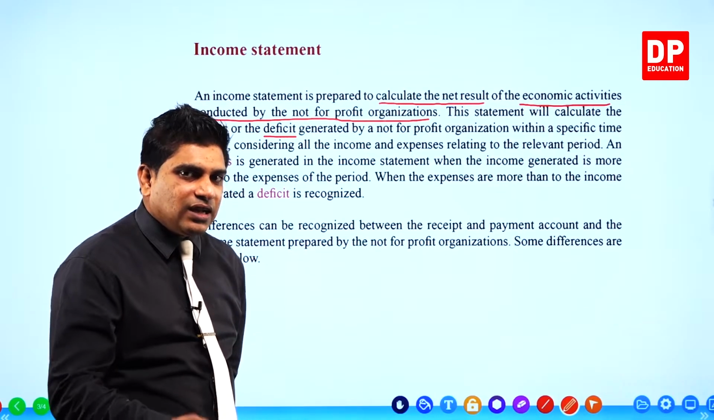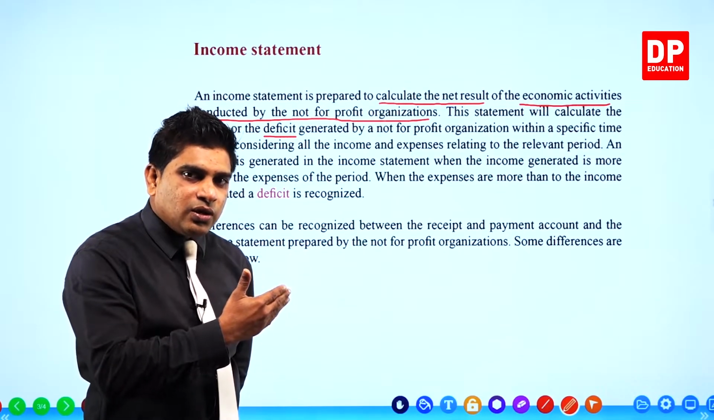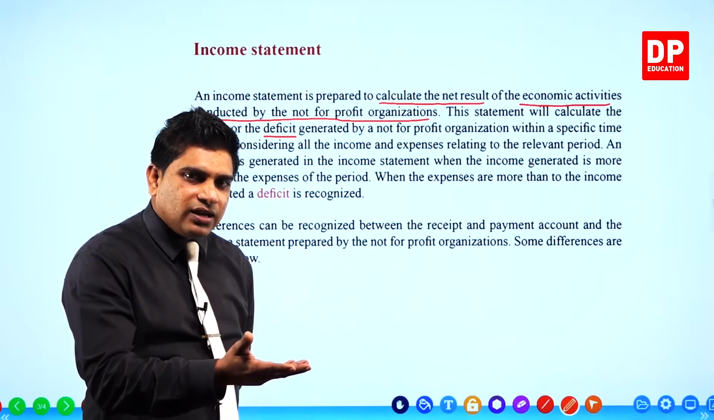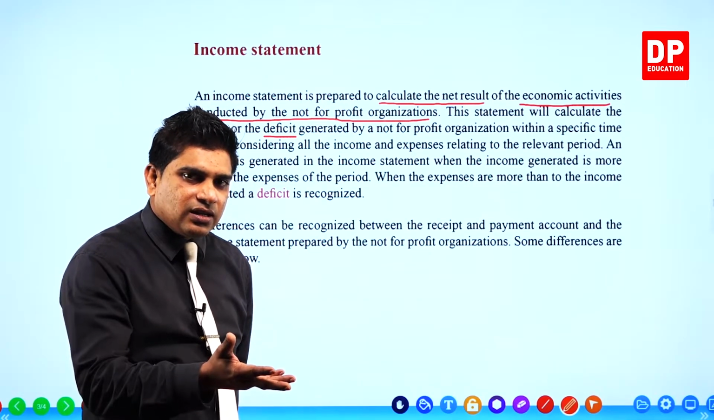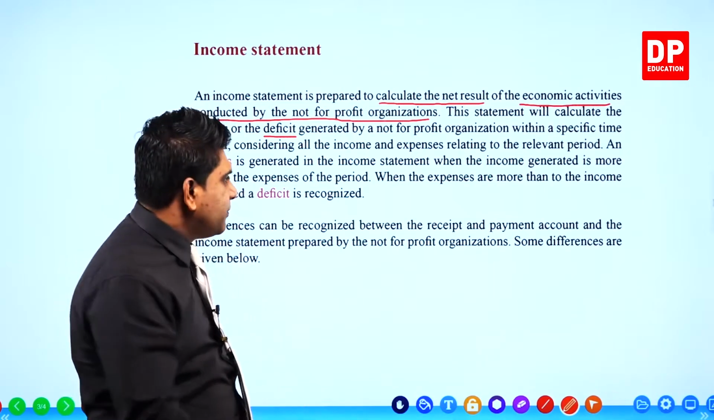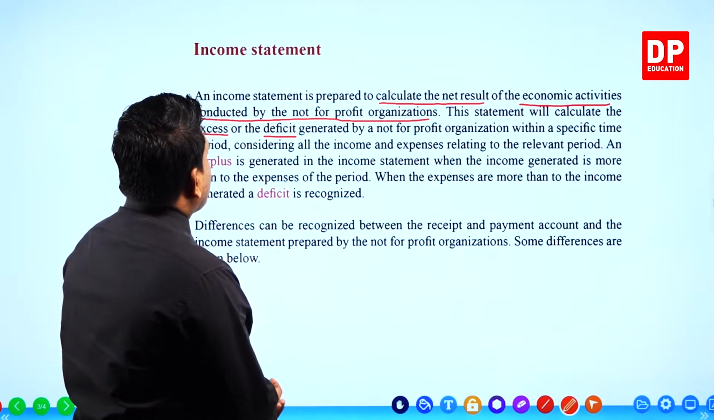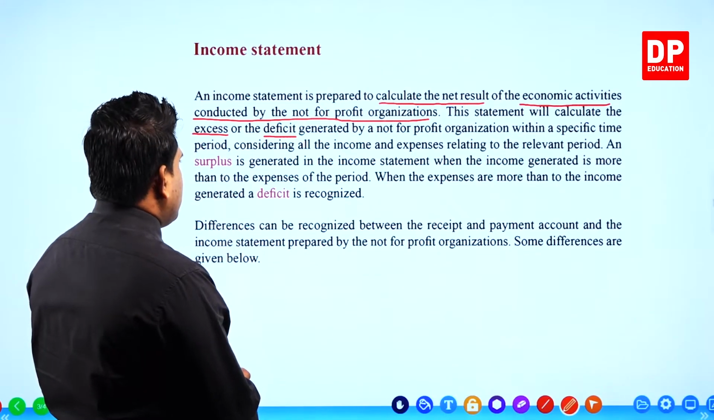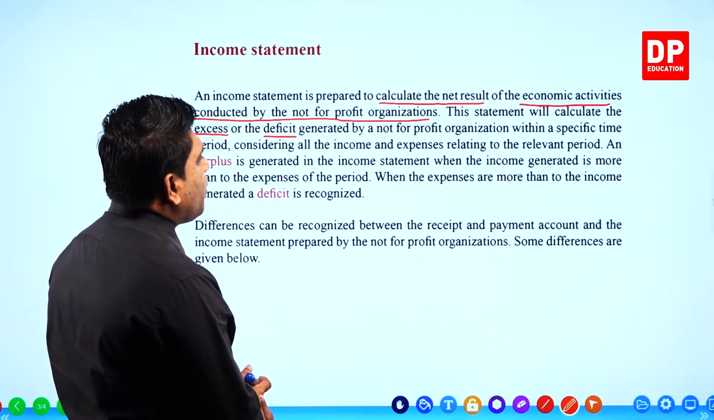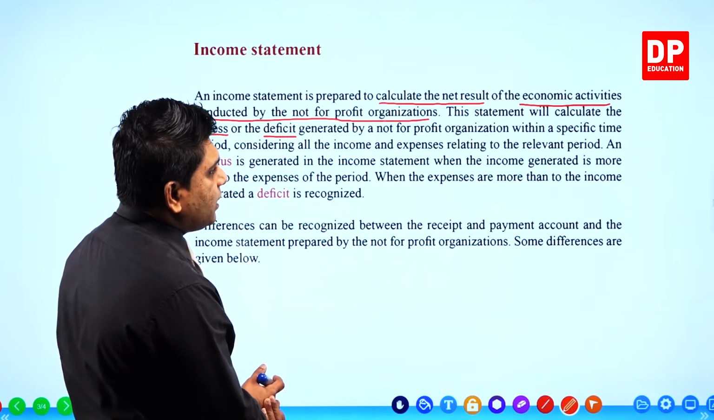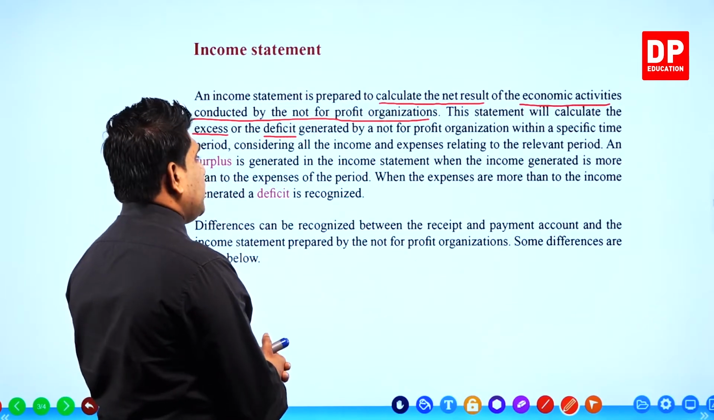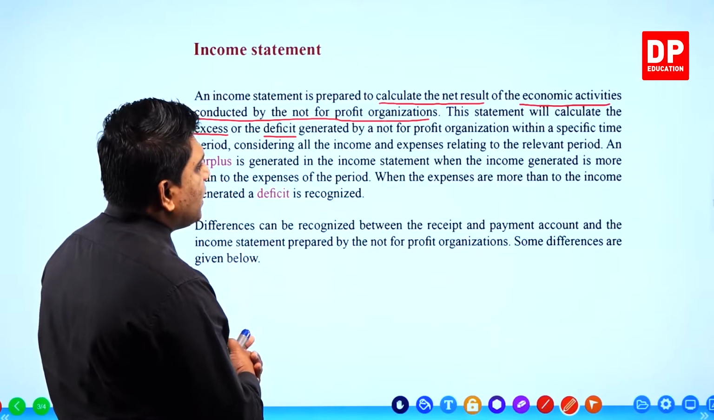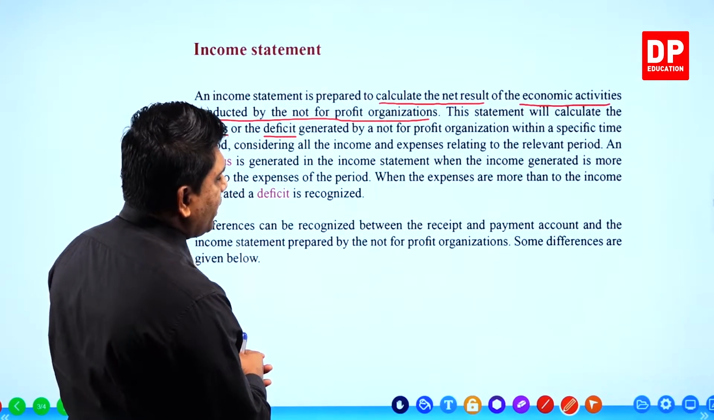Like the previous one, the cash book, we give a different name: receipts and payment. Here, profit and loss, but we give the name income statement. Same theory. Excess or deficit is generated by a not-for-profit organization within a specific time period, considering all the income and expenses relating to the relevant period.